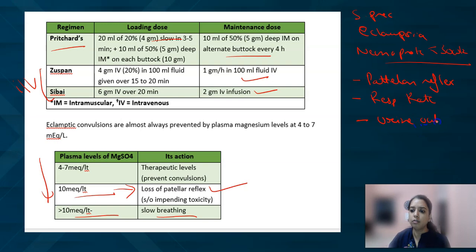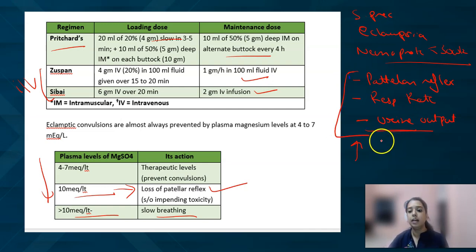Why are you looking at urine output? Does magnesium sulfate cause a fall in urine output? No. Oliguria is not a sign of magnesium sulfate toxicity. But if oliguria is happening, because she is a preeclampsia patient she can have renal failure, and then toxicity will rapidly occur. So in case oliguria is there, you have to reduce your dose of magnesium sulfate. That is why you look for urine output. These three are used for monitoring.